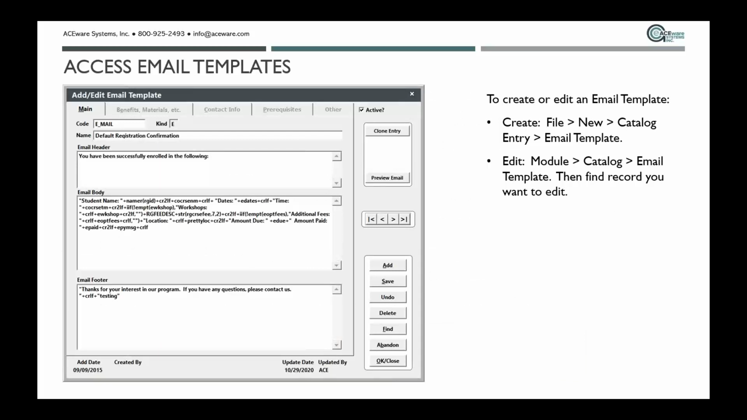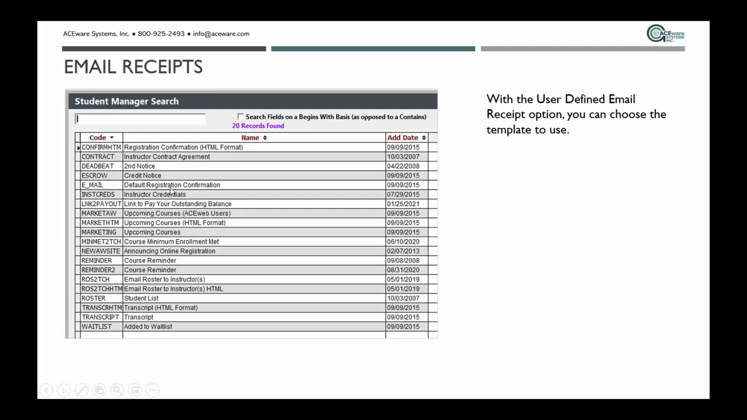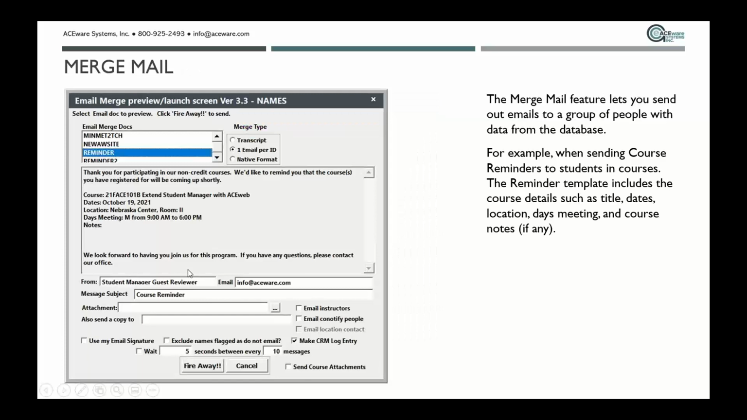Accessing email templates, again, through the interface there. The e_mail is what generally is used as the default email template. With user-defined email templates, when you're selecting them, you get to pick any template you use. And the merge email tool, again, brings up a little different interface when you are running it from one of your report tools, in that it allows you to bring the mail merge docs up and gives you some options as to how you might want that to be sent out.